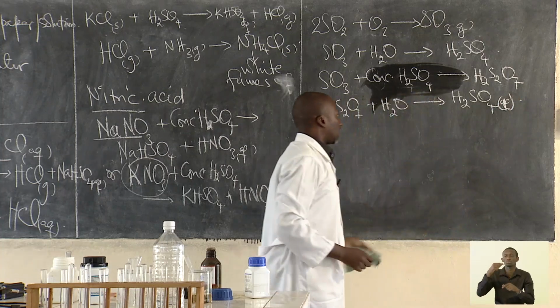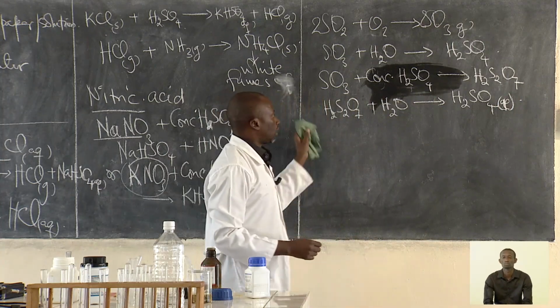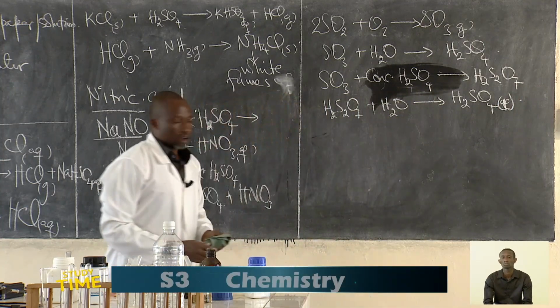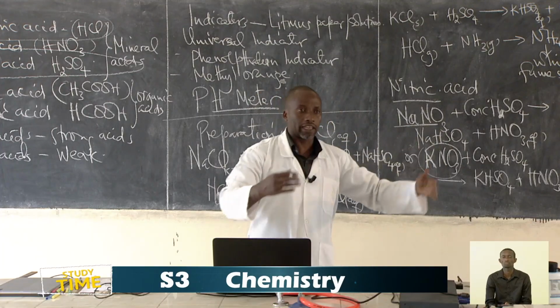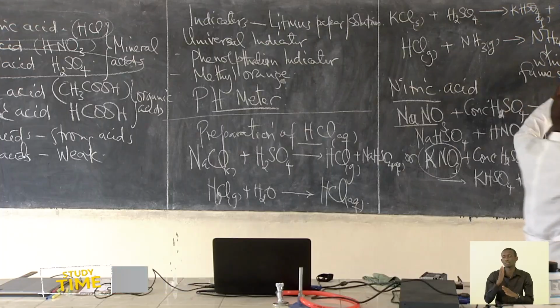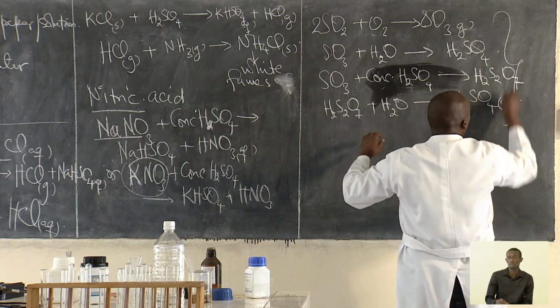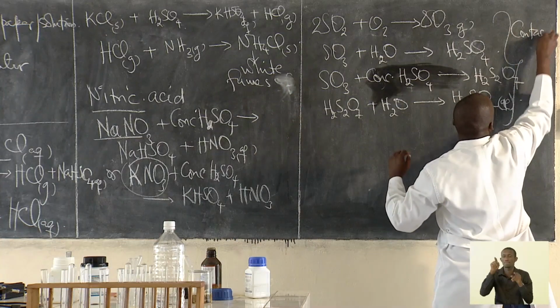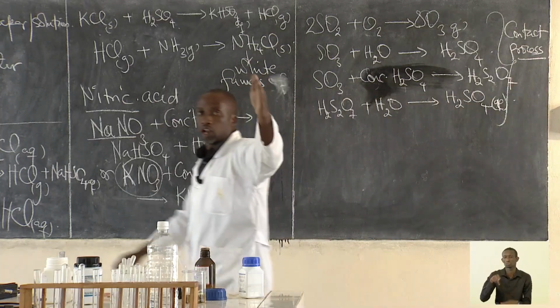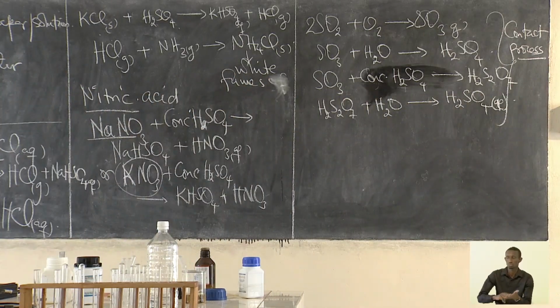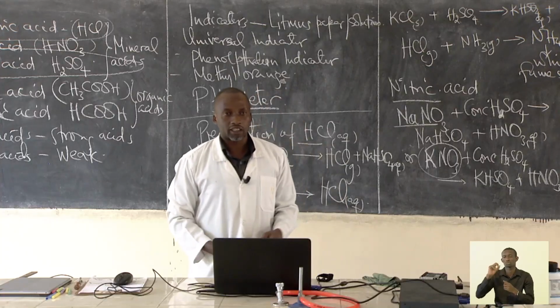Concentrated sulfuric acid. Now, that is how it is formed. That is sulfuric acid, no direct method. Actually, this one is referred to as the contact process. I believe that you could have looked at this one before. So let's look at some other reactions.